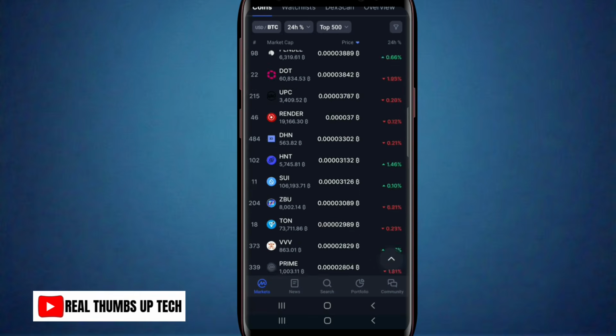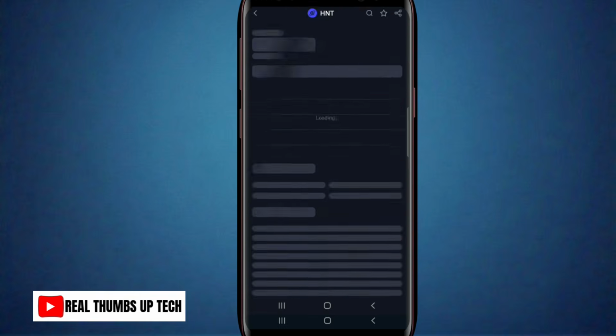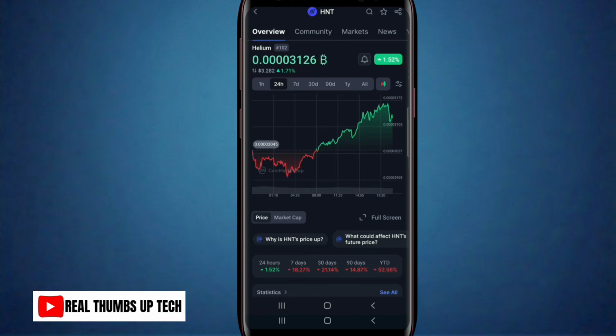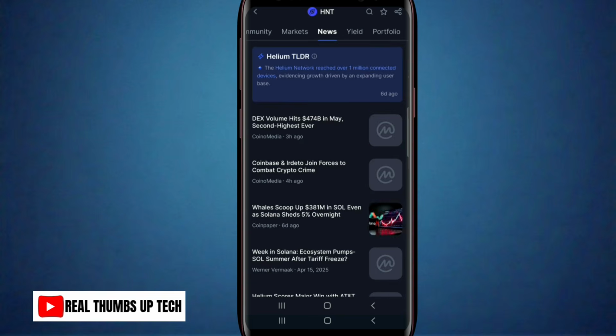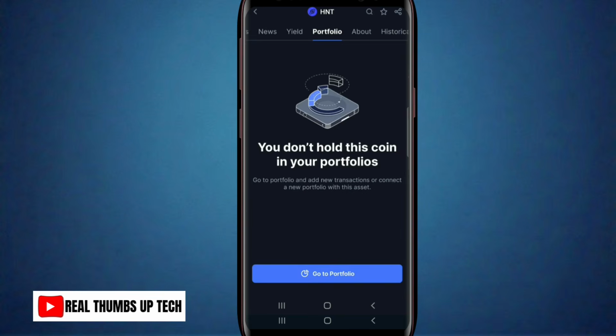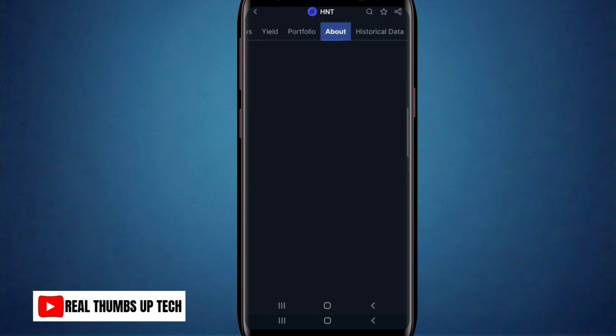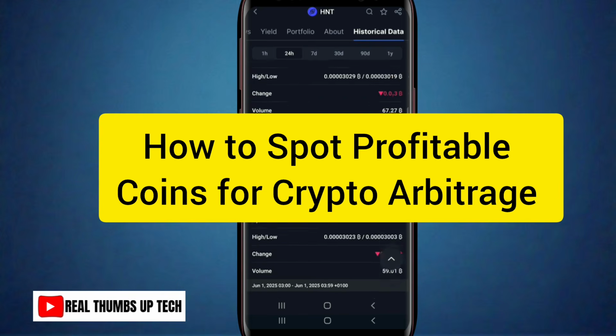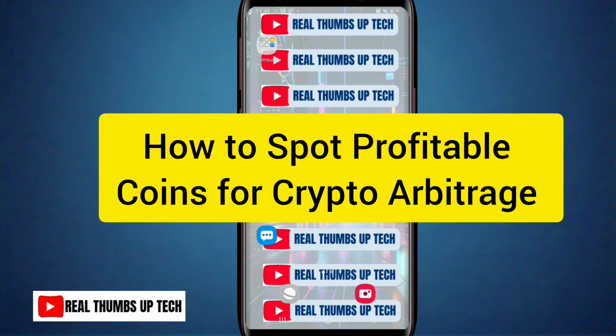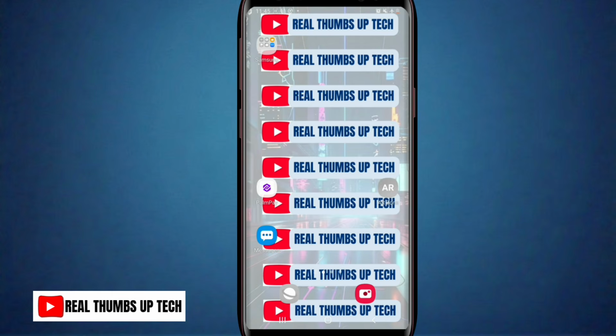All right. So one of the platforms we're going to discuss today is CoinMarketCap. CoinMarketCap is a simple free tool, a free platform that shows real-time crypto prices across different exchanges. That means you can easily spot where to buy low and sell high without guessing and without stress by using CoinMarketCap. I'm going to show you different methods and different strategies you can use to spot the right coins for crypto arbitrage on CoinMarketCap step by step, starting from the first method.